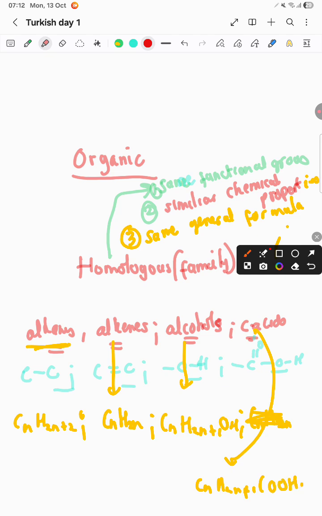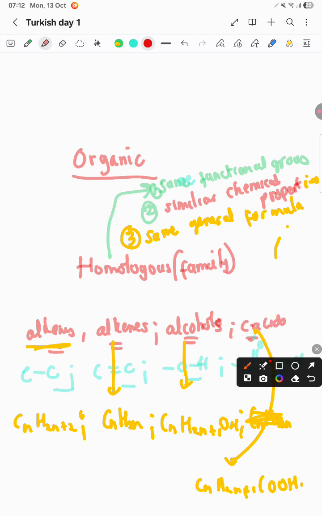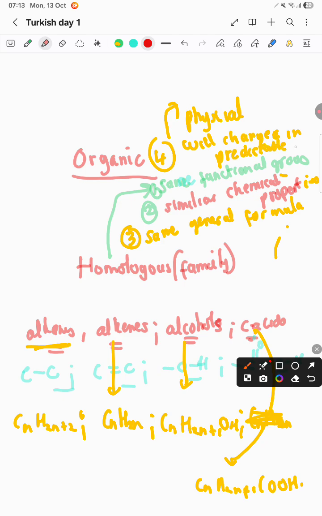I hope that makes sense, yeah? So these are the general formulas. So everyone in that family will have the same general formula. Then fourth, their physical properties won't be the same, obviously, but their physical properties will change in a predictable trend. Can't fit there. So physical properties will change in a predictable trend. I hope that makes sense, yeah?